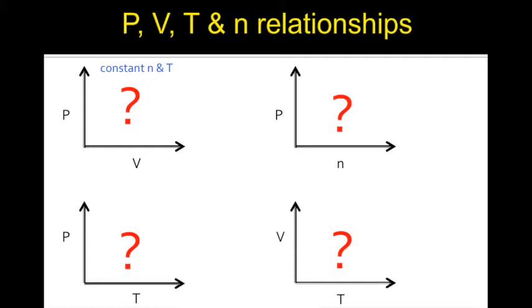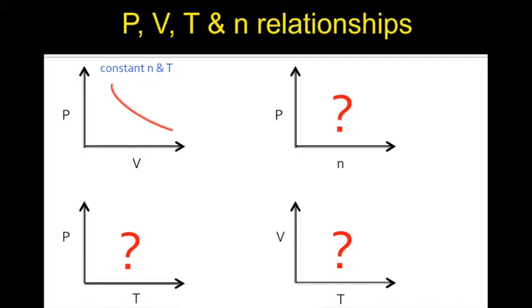And we started with a volume of 20 milliliters, and we crushed the syringe down, lowering the volume as the pressure went up. And this is an inverse relationship. If the volume went down, the pressure went up. If the volume goes up, the pressure goes down.